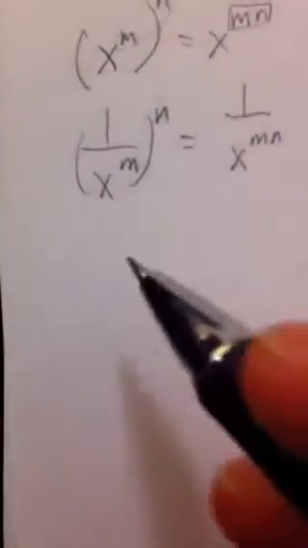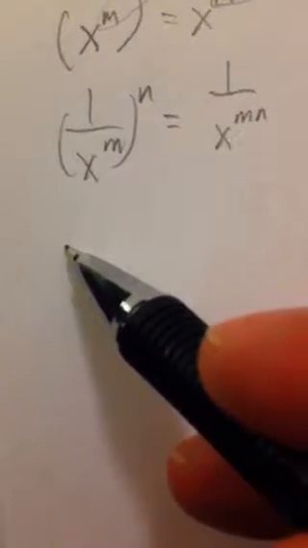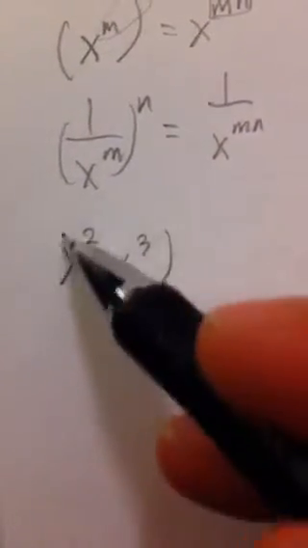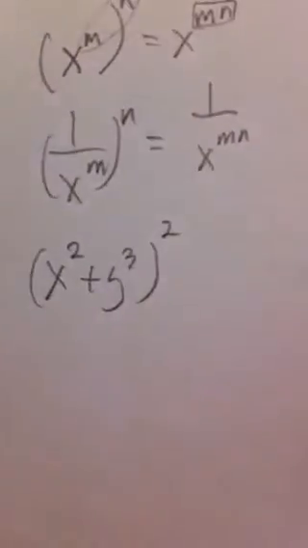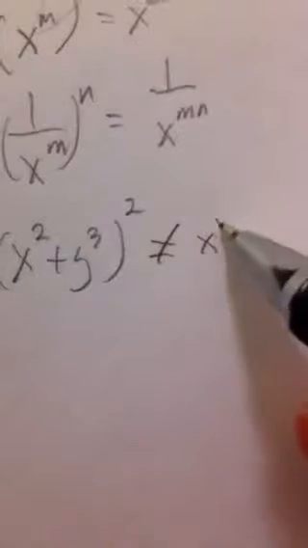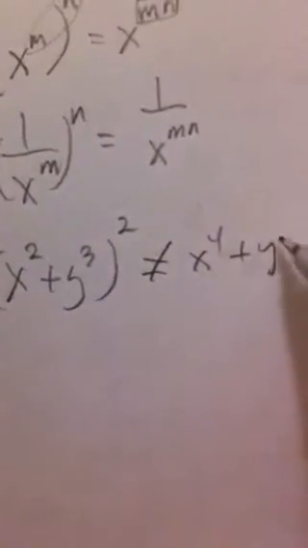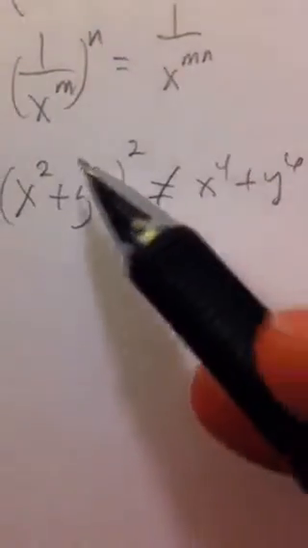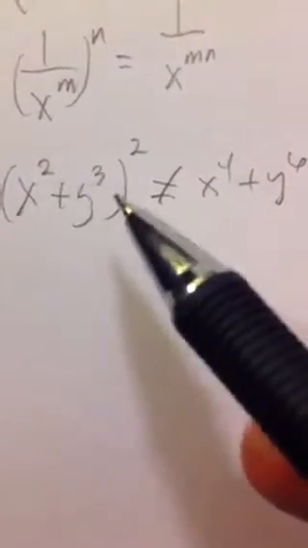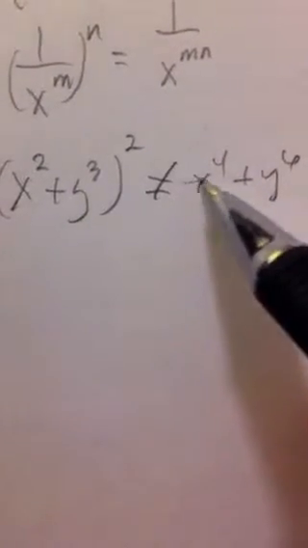The only time it doesn't work is when you have something like this. This does not equal x to the 4th plus y to the 6th. Does not equal that. This is a binomial multiplied by itself, and this is not the answer. So don't do this.